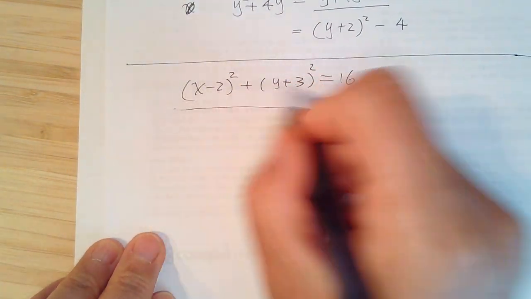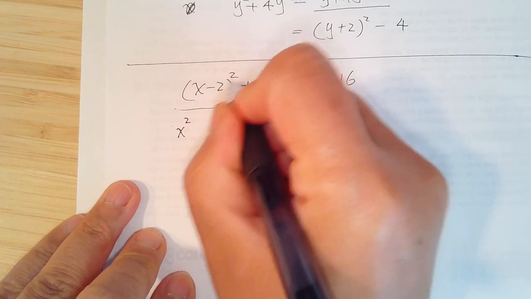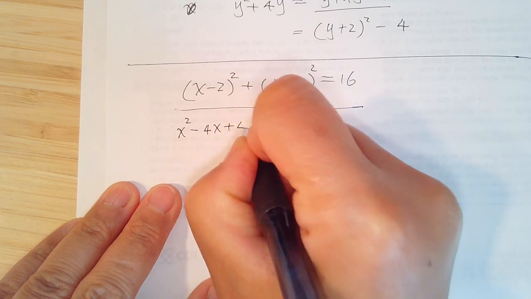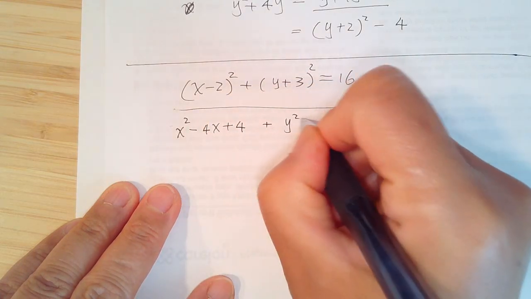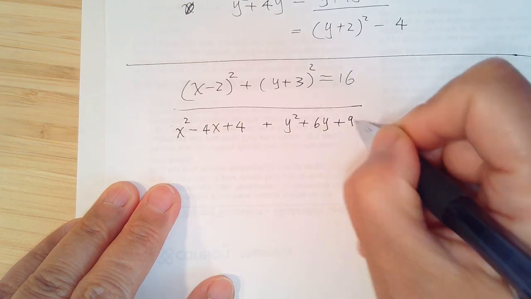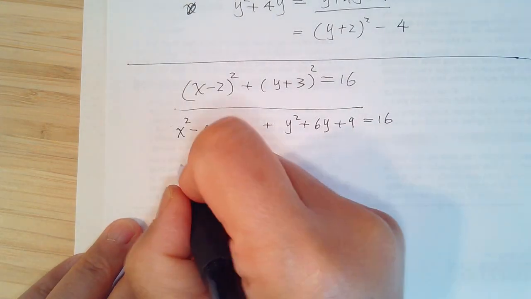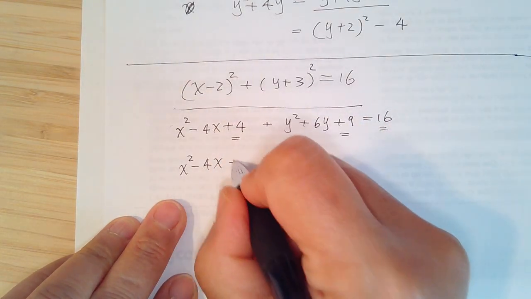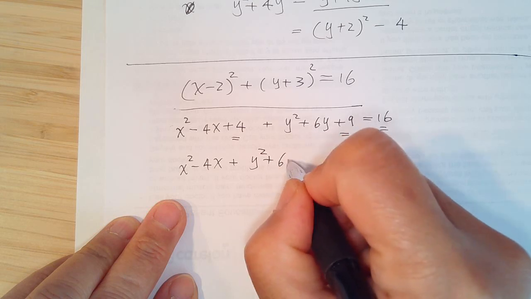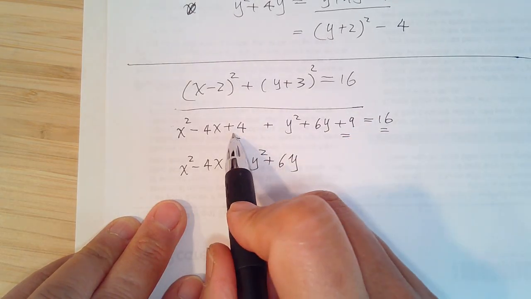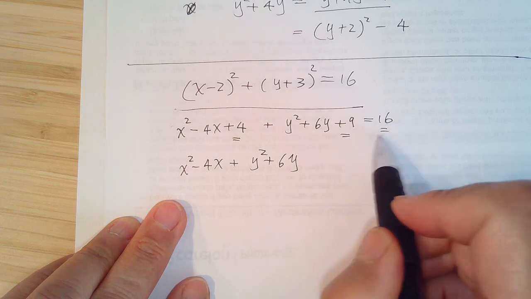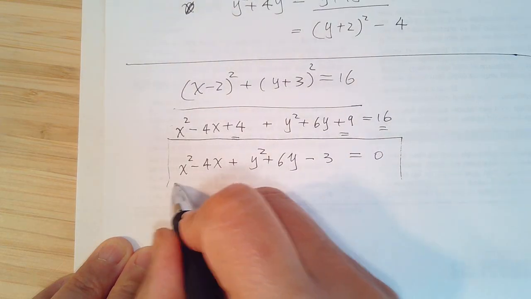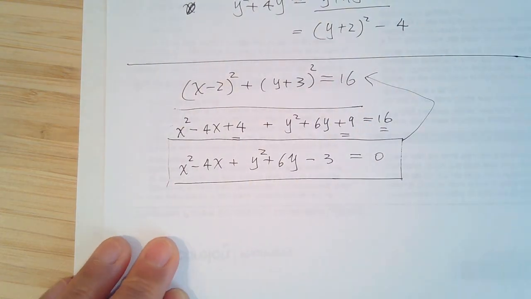What about if I expand this? I open this, I use either the FOIL method or the formula, and I get x squared minus 4x plus 4 plus y squared plus 6y plus 9 equals 16, okay? Then I get x squared minus 4x. Those are numbers, so I'm going to combine them. I just copy everything about the 6y, and then here's a 4 and a 9, which is 13. If I minus 16 on both sides, I get minus 3 equals 0. What about this one? This is also a circle. This is exactly the same as, or equivalent to, this one.